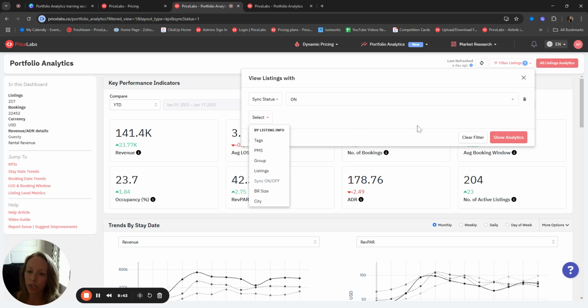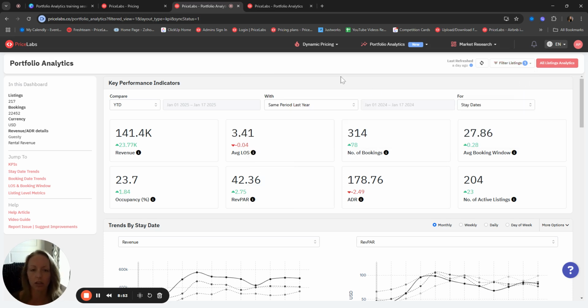If you don't want to filter anything, you can leave this information blank, and click Show Analytics. Once you've set your filters as you see fit, you can click Show Analytics, and it will refresh and load with the report on those properties. Also, I should say, if you don't want to filter, you can just click All Listing Analytics right there now. So it's a cool new update.